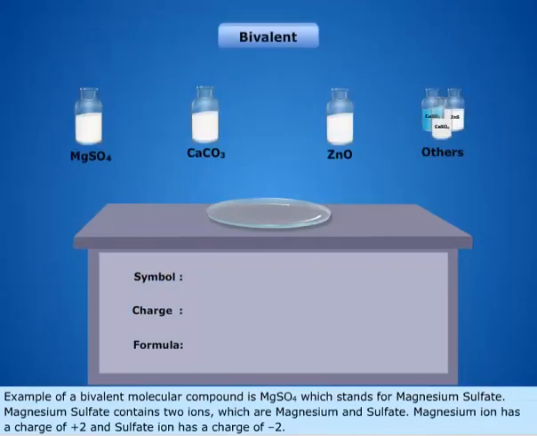An example of a bivalent molecular compound is MgSO4, which stands for magnesium sulfate. Magnesium sulfate contains two ions, which are magnesium and sulfate. Magnesium ion has a charge of +2, and sulfate ion has a charge of -2.